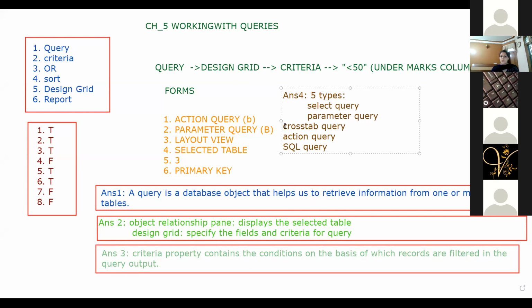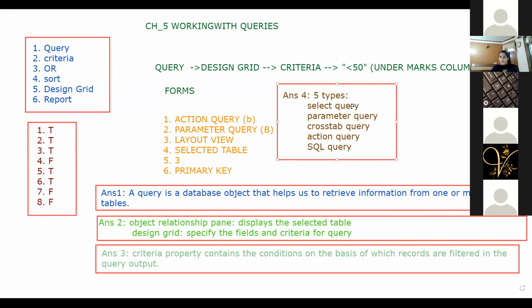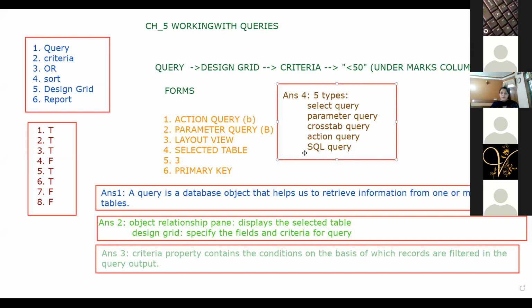There is a lot of disturbance at your end. There is a lot of noise coming from behind someone. I unmuted all of you to discuss the answers so that you can give answers yourself. But there is a lot of noise. So the five types are select, parameter, crosstab, action, and SQL. Clear? Now differentiate between select and parameter query.